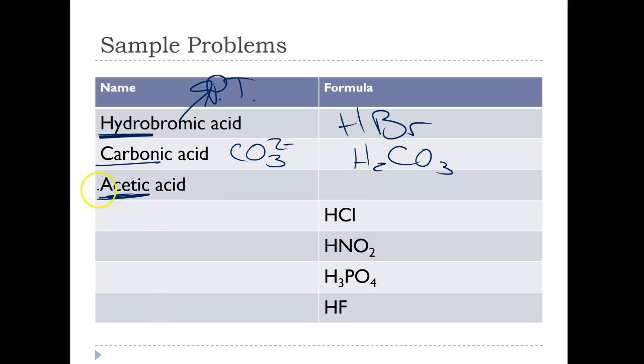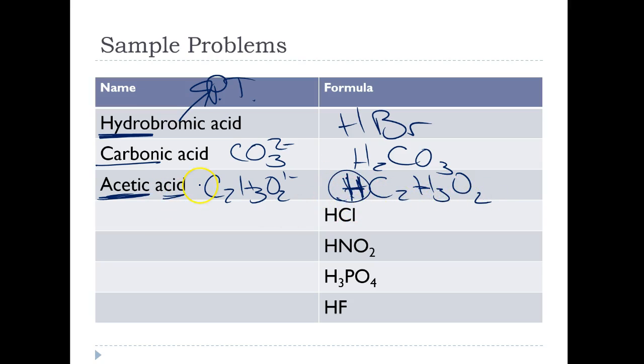Acetic acid, again, I don't see the word hydro. That means it comes off the chart. Acetate is this. And when I drop and swap, HC2H3O2. Notice I did not combine the H's. I have to keep that acid H on the very front. I can't combine it with those three because those three belong to acetate. This one belongs to the word acid.